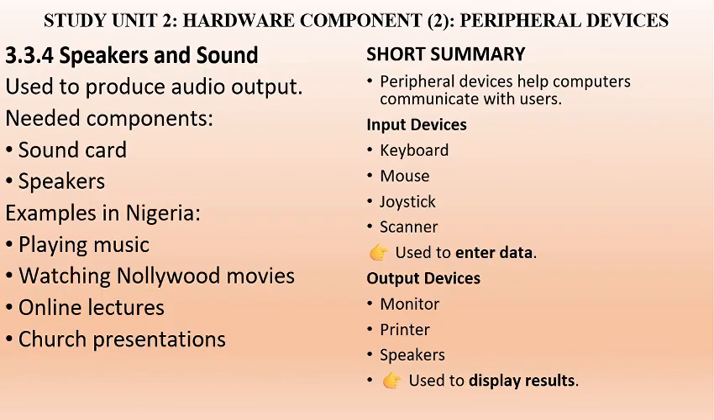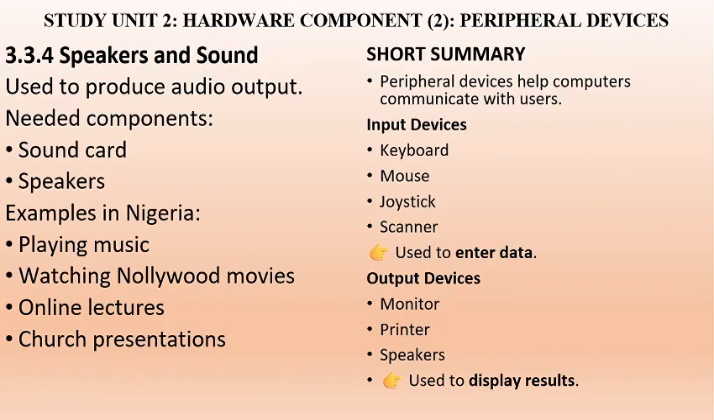Under the input devices, we have the keyboard, the mouse, the joystick, and the scanner, and I showed a picture of that. We talked about the types of keyboard: the function keys, the control keys, the numeric keypad. Under the mouse, we have the left, the right, and the scroll. Then we talked about the joystick and the scanner. All these input devices are used to enter data.